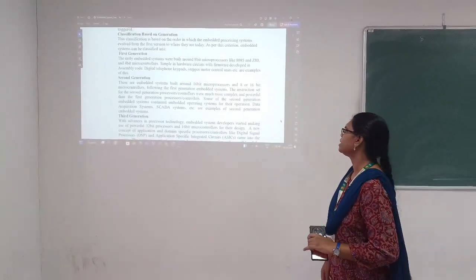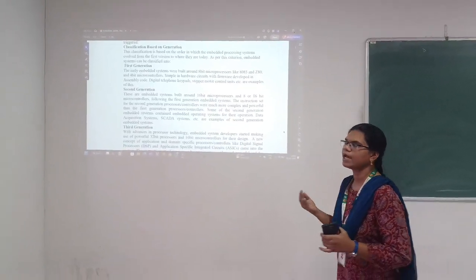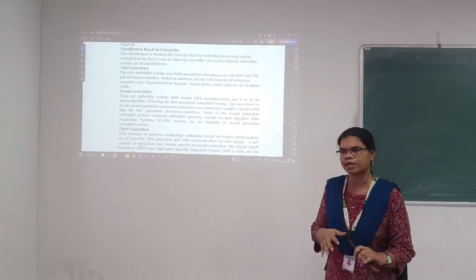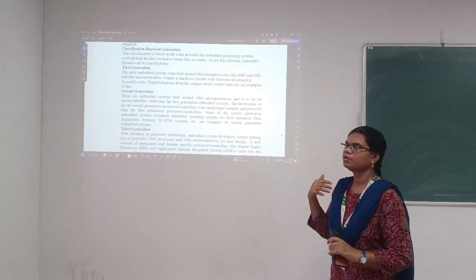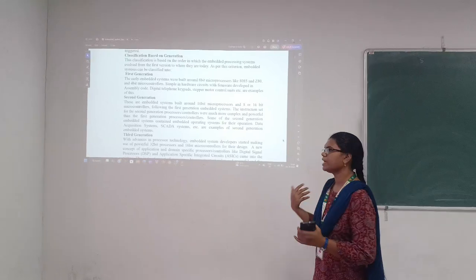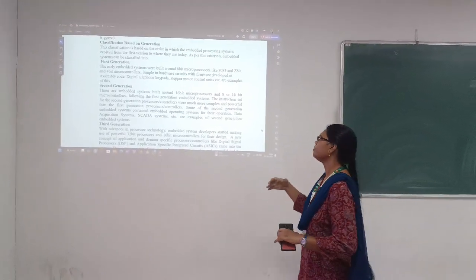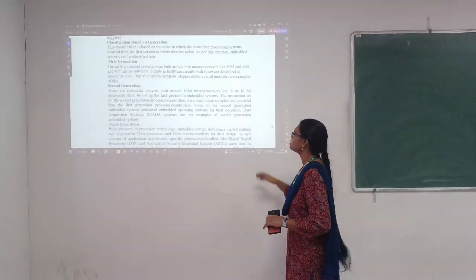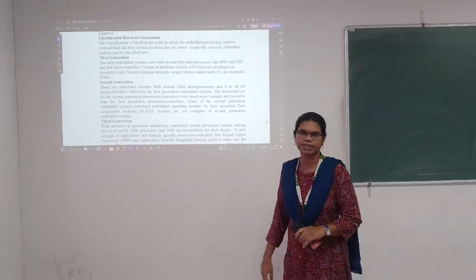Next comes the second generation. So in the second generation, certain complexity has been increased. Okay, certain complexity has been increased in order to develop a certain application. Okay, where we will be using a 16-bit microprocessor and 8 or 16-bit microcontroller. Okay, so as we are saying, we are increasing the complexity in order to design a certain application. So here we will be introducing an instruction set in the case of second generation. Here are some of the examples like data acquisition systems, SCADA systems, which are examples of second generation systems.